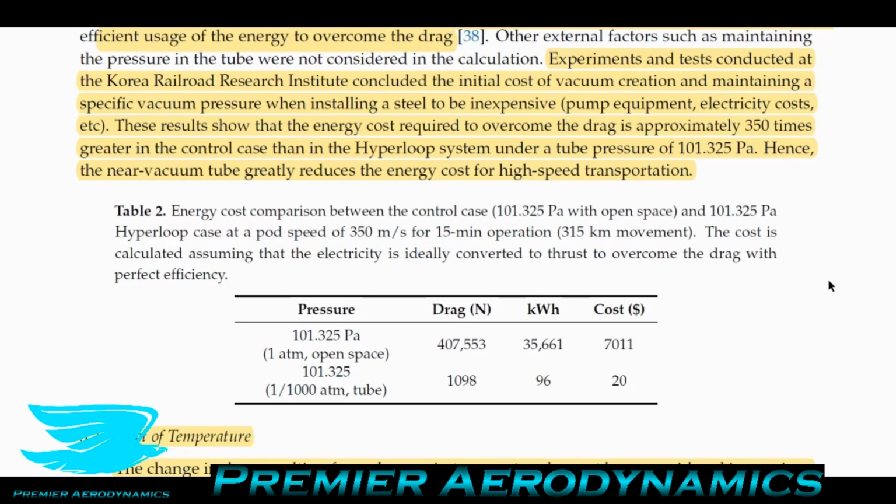Hence, the near vacuum tube greatly reduces the energy cost for high-speed transportation, not to mention that you can actually go faster as well. So you can get to where you're going even quicker than our modern equipment, like in podcast number 72, the first half of this series. We're talking about the high-speed railways in Japan, and they can reach up to 580 k's per hour, whereas the Hyperloop system goes well above 1,000 k's per hour. So it's not only cheaper, it's better.